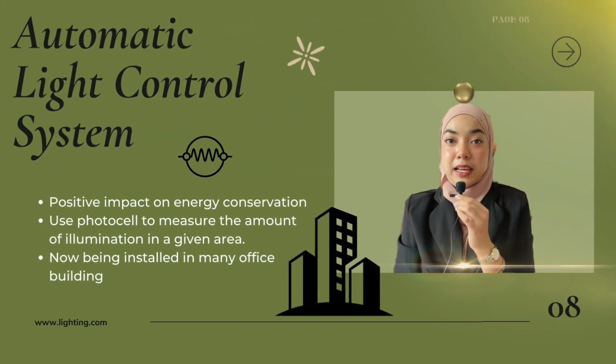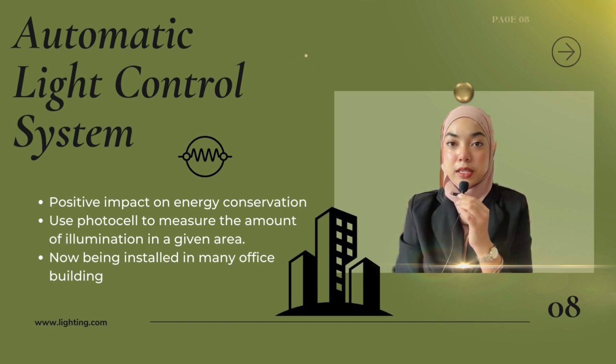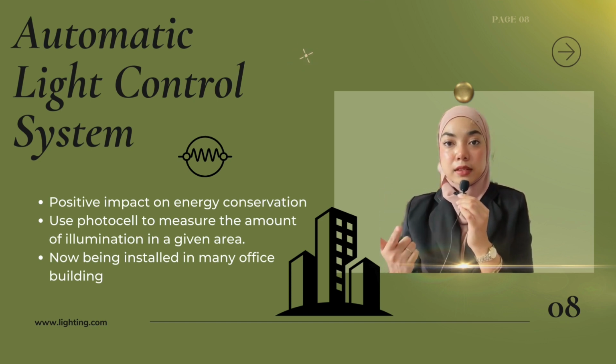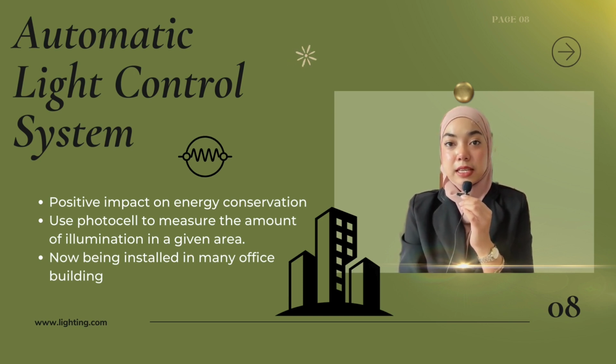An automatic light control system is a technology that regulates the illumination levels in a given space without manual intervention. This system uses various sensors, controllers, and sometimes actuators to adjust the lighting conditions based on factors such as occupancy, ambient light levels, or time of day. The main goals of the automatic light control system include energy efficiency, convenience, and creating a comfortable and productive environment. It's now being installed in many new office buildings.